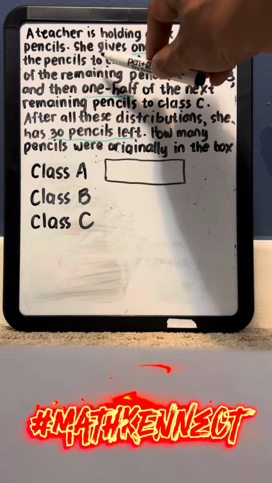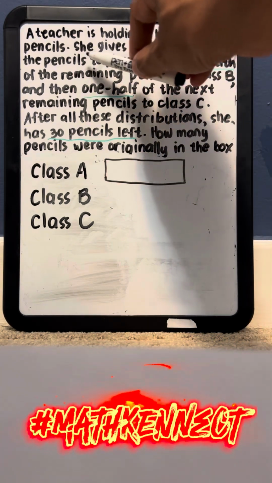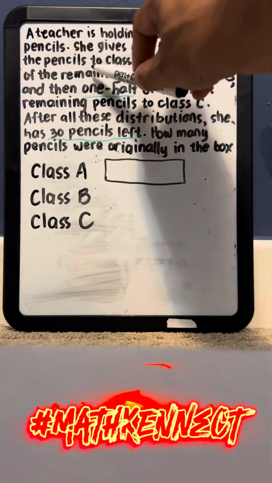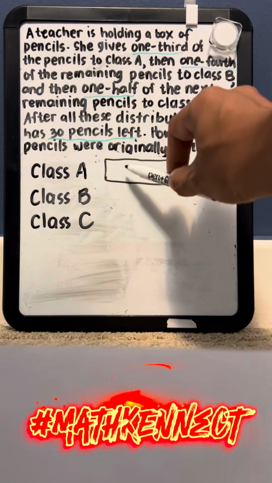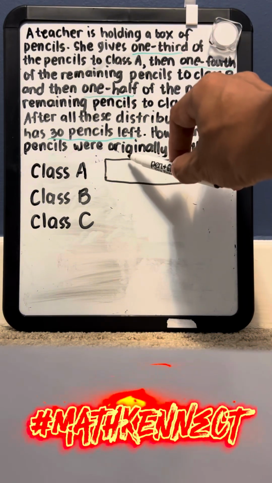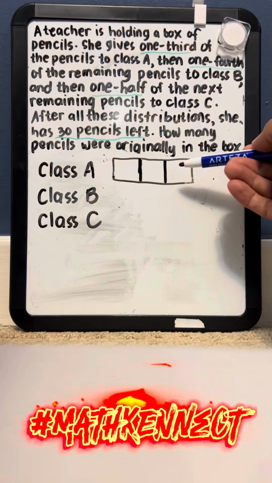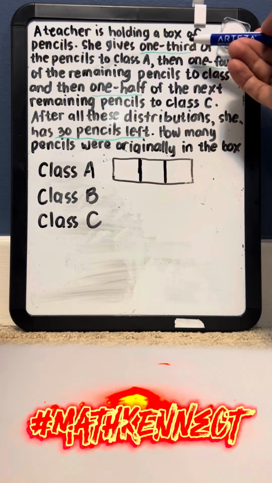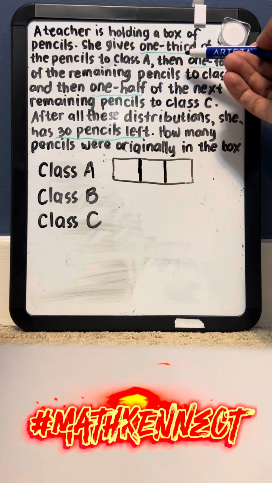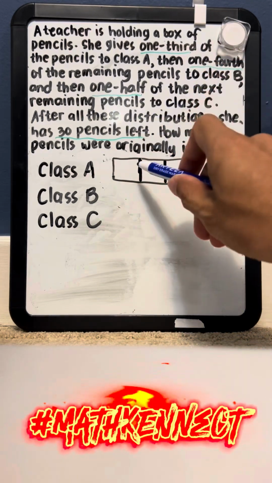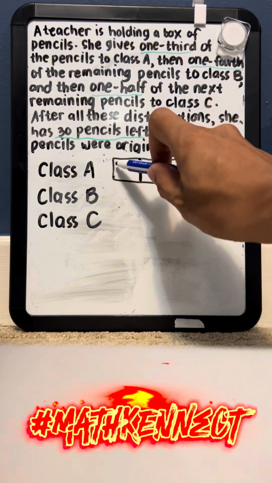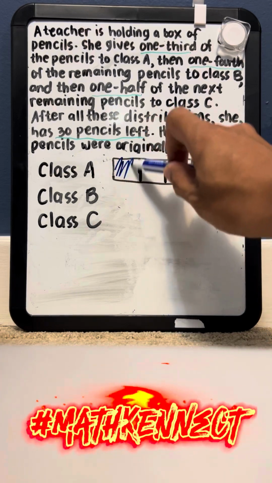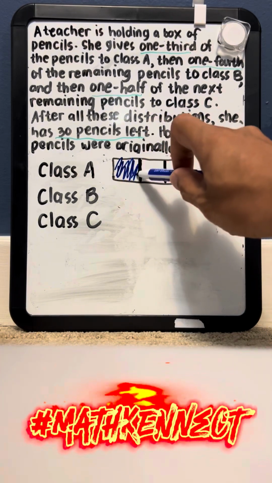So in the second sentence, it says she gives 1/3 of the pencils to class A. So I'm going to divide the box into 3 equal parts. So I parted already the box into 3 equal parts since it says 1/3 of the pencils to class A. So that means one of these 3 equal parts will be shaded. So I'll shade this first box.